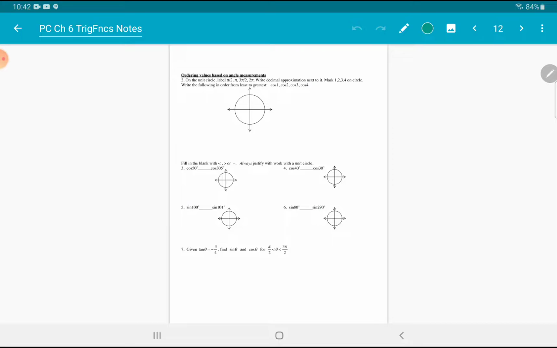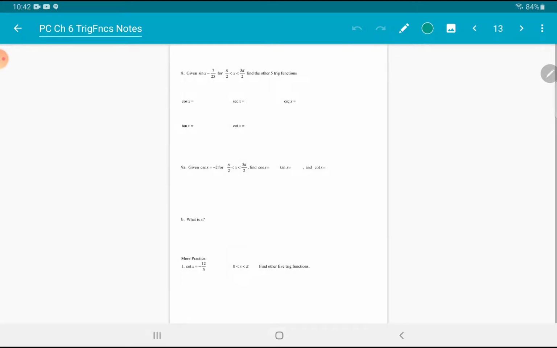Let's go on and take a look at another property. We'll do these others in class. We'll work on them together.